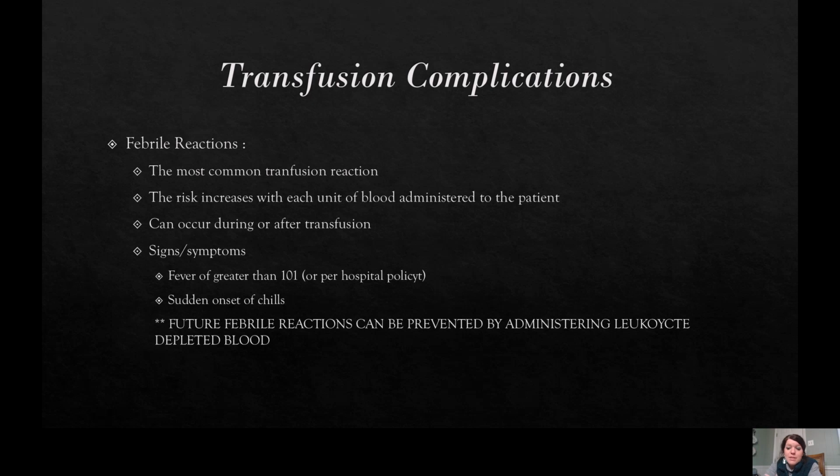So we have several different types of transfusion reactions. The first is a febrile reaction. This is the most common transfusion reaction, and the risk increases with each unit of blood administered to the patient. So when we talked earlier about patients who have leukemia or who are getting multiple transfusions, the more transfusions you get, the likelihood of these febrile reactions increases. It can occur during or after transfusion, and the signs and symptoms are a fever greater than 101 and a sudden onset of chills.